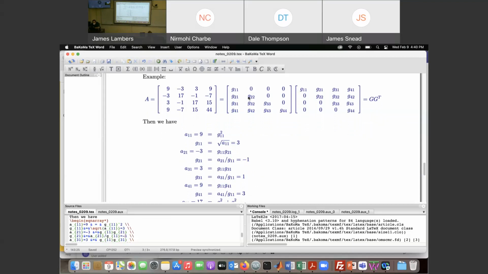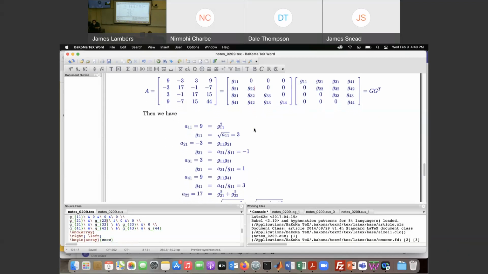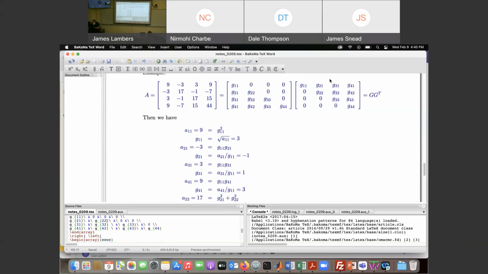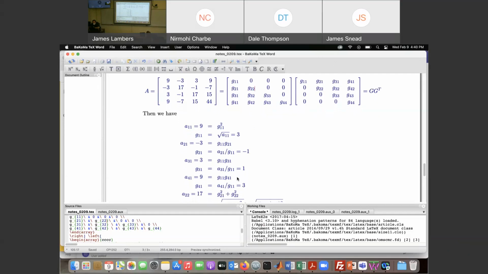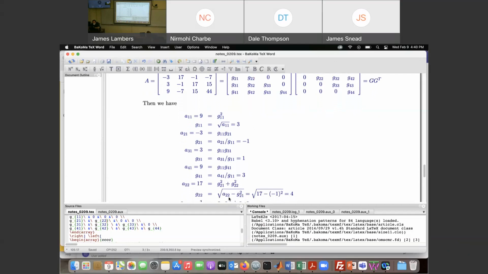Now I go to the second column. I start with the diagonal entry, G22. So the 2-2 entry comes from going across the second row, down the second column, multiplying corresponding entries and adding, and I get G21 squared plus G22 squared. But G21 I know. I got it up here. So I can use this to solve for G22. And I once again have to take a square root. And if I'm subtracting, as long as A really is symmetric positive definite, it can be guaranteed that what's under the square root sign will still be a positive number.